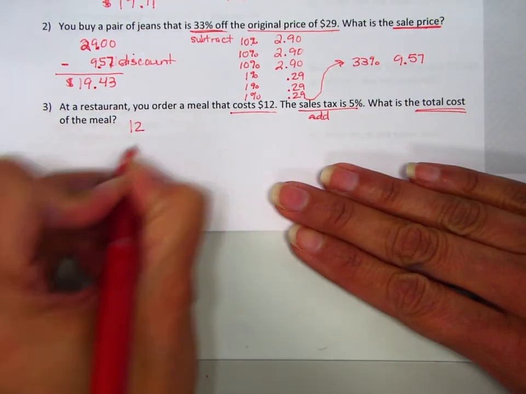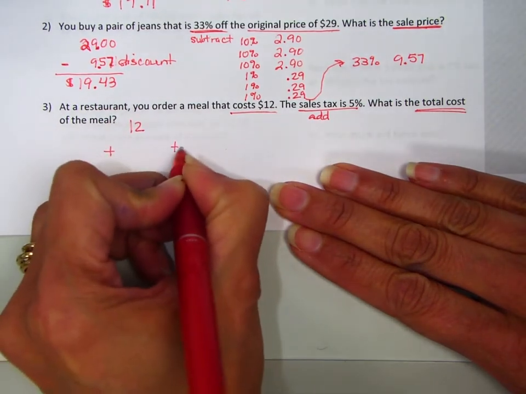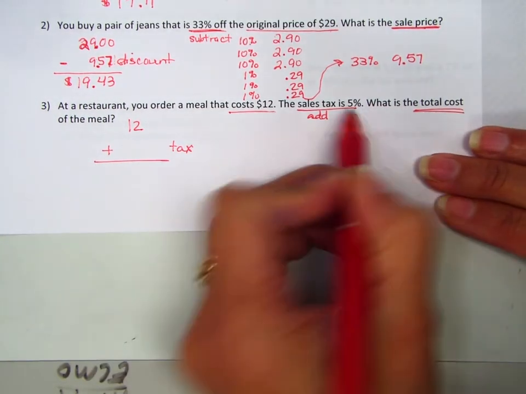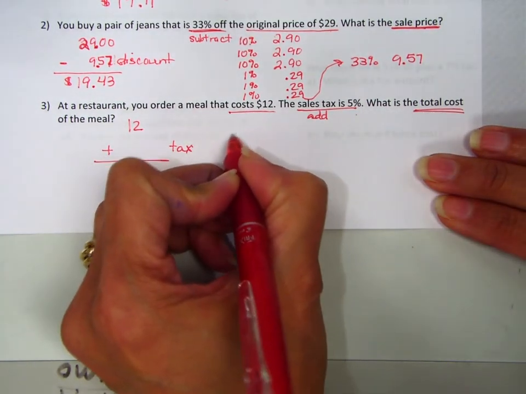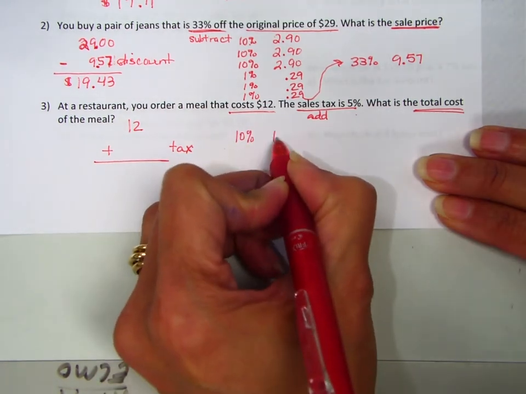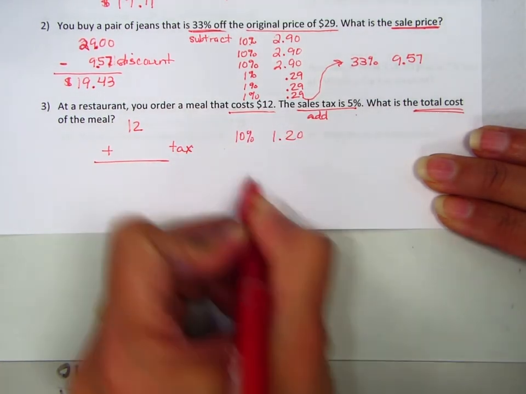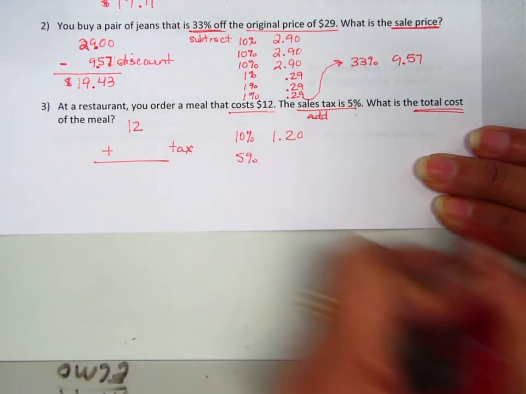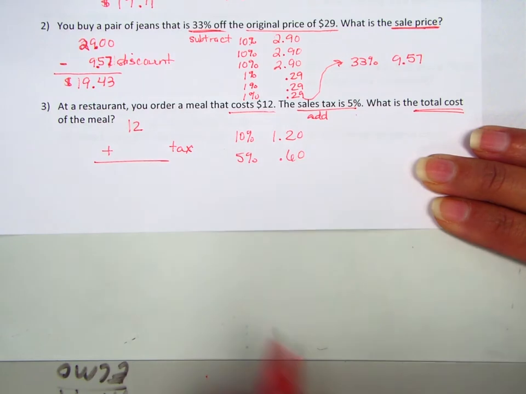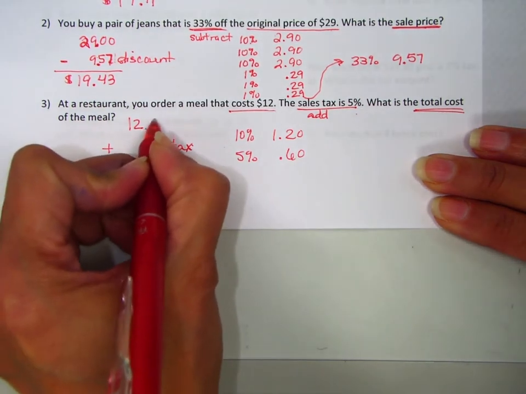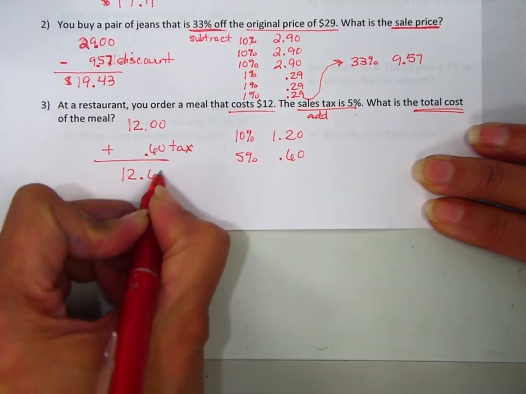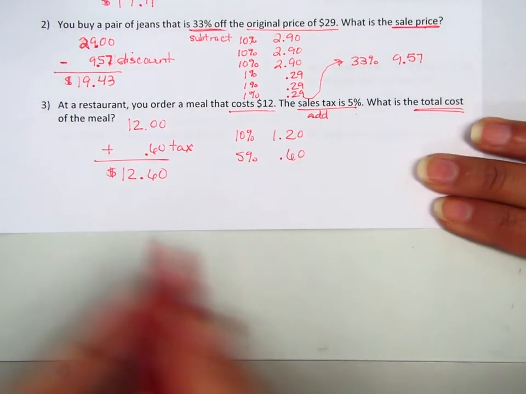So since we know we're going to be adding a tax, we'll set that problem up and let's figure out what 5% is. To do that, we are going to have to find 10% first, which is $1.20. And now I can take half of that to get 5%, which is 60 cents. So I have 60 cents is my tax, so my entire meal cost $12.60.